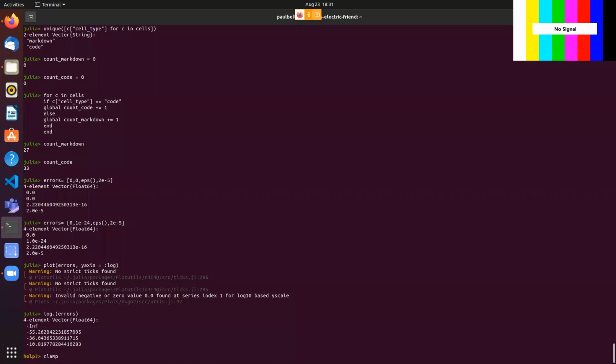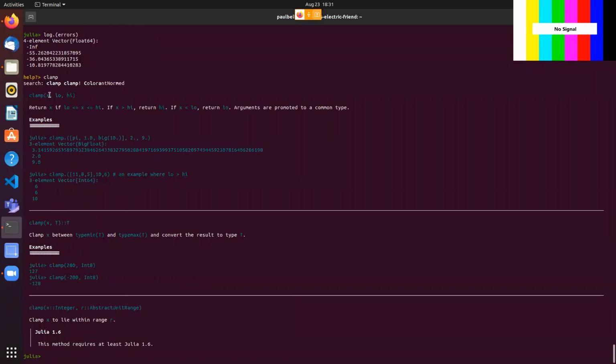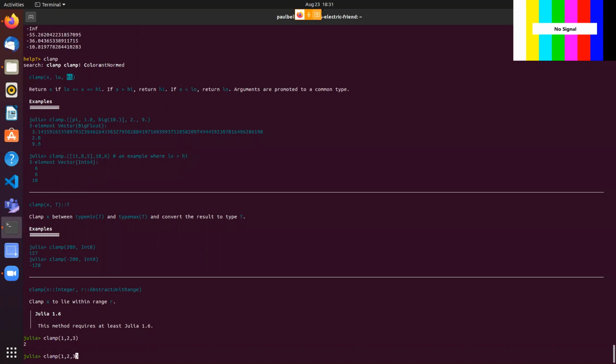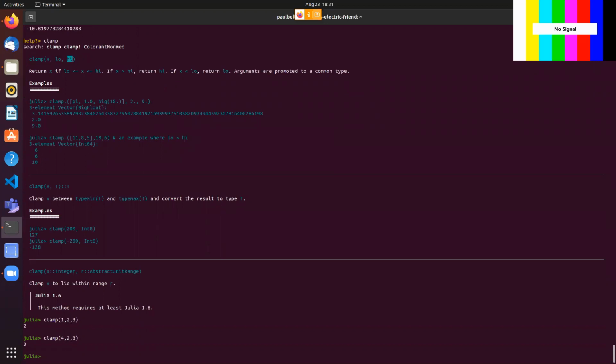There's this function clamp. Clamp takes a value. You give it a low value and a high value. If it goes below low, it saturates at low. If it goes above high, it saturates at high. So if I go clamp 1, 2, 3, it'll go to 2. If I go 4, it'll go to 3. It just keeps it in the range and pushes it to the boundary.